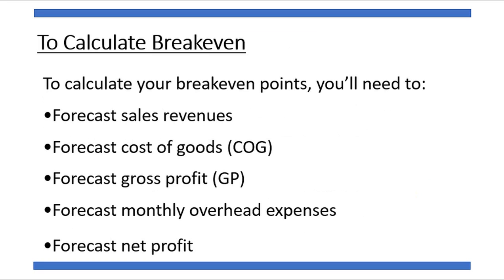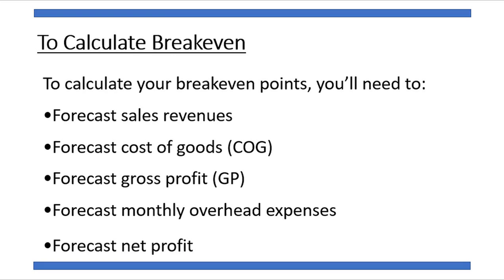So to calculate break even, you're going to need quite a bit of information. If you're forecasting this and trying to project when this will happen, you need to first sit down and forecast your sales revenues. You then also need to forecast how much your cost of goods will be, and cost of goods is the amount that it costs you to produce or procure your products or your services. So how much will you spend on that? And then from that you'll have gross profit. And so sales minus cost of goods is gross profit. So you'll need to know that.